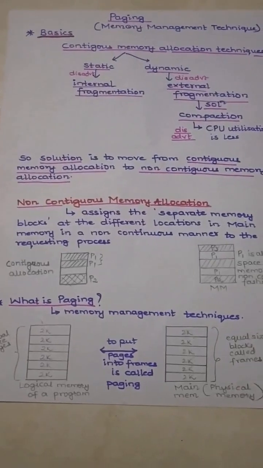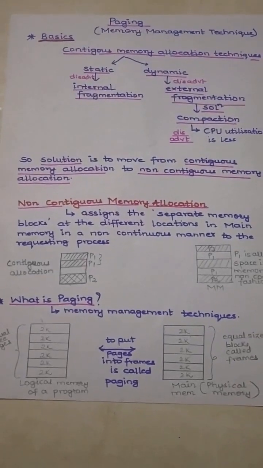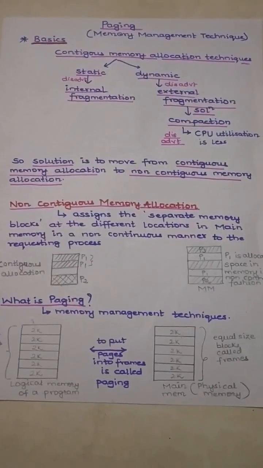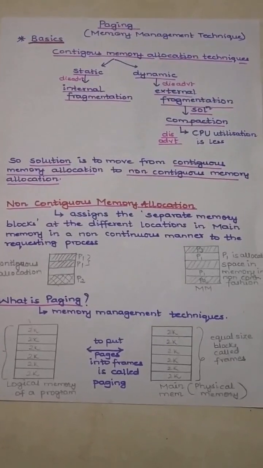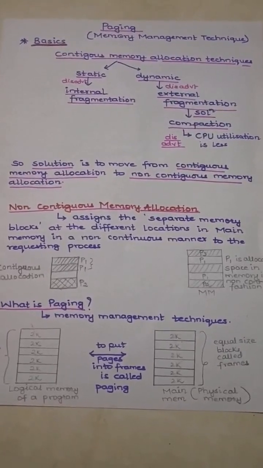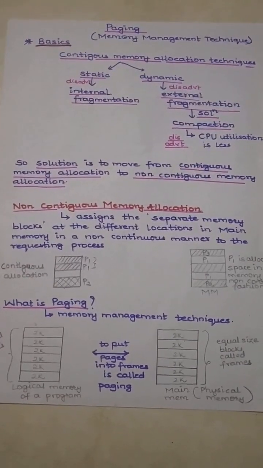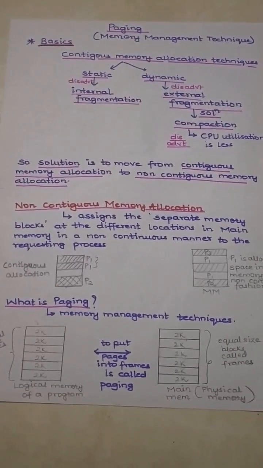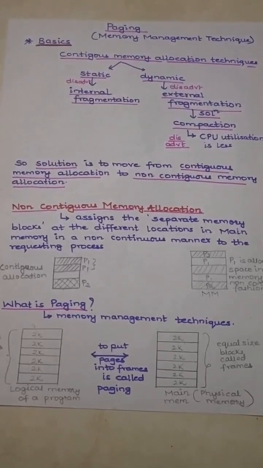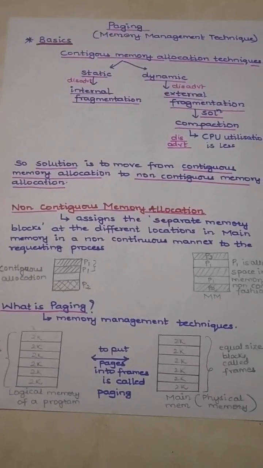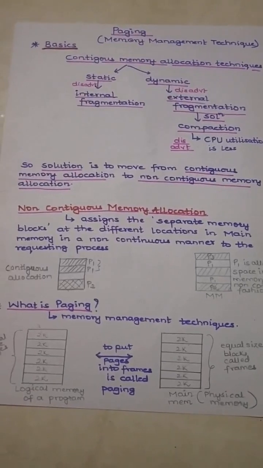Hi students, so let us start with the new concept today, that is paging. So paging is a concept of memory management. Before starting with the paging concept, let us see certain basics. Earlier we had studied the topic of contiguous memory allocation techniques. Now what the name itself suggests, what do you mean by contiguous? Contiguous is nothing but continuous.